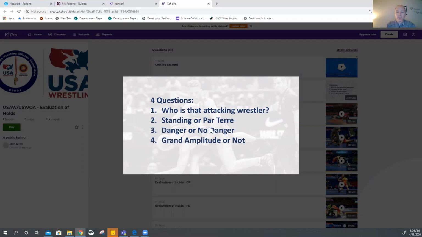And then standing or parterre. That question is not evaluated from the attacking wrestler's position. That position is evaluated from the defending wrestler. So for the defensive wrestler, are they standing or are they in parterre when this action occurs? We're going to be looking at each of those as we go through each of the videos.